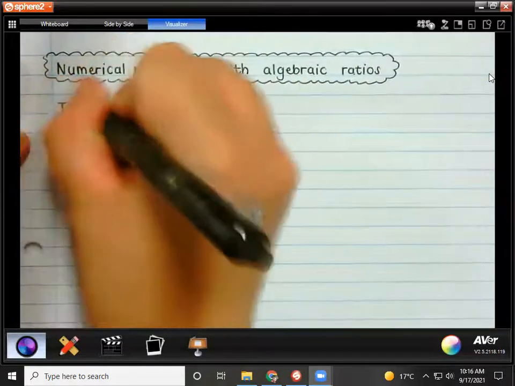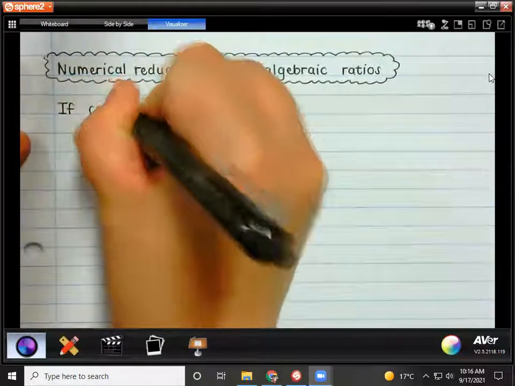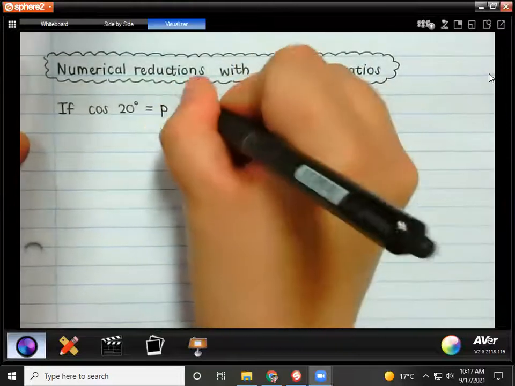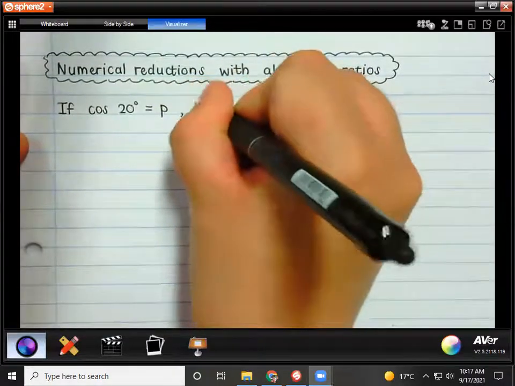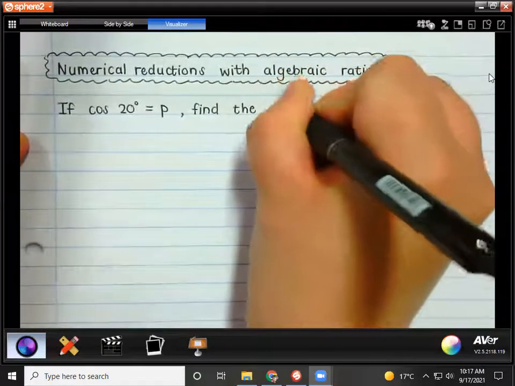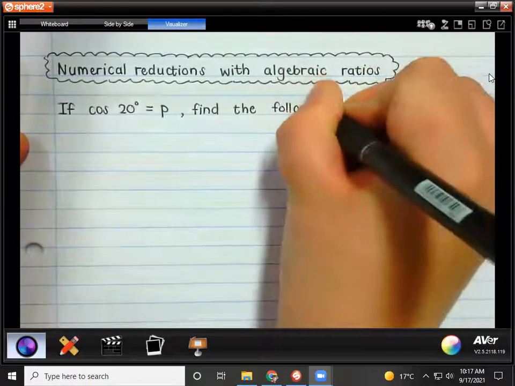If cos 20 is equal to P, find the following ratios. Copy this down, please.